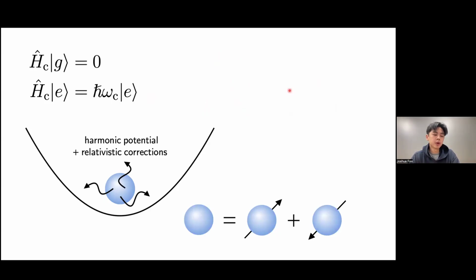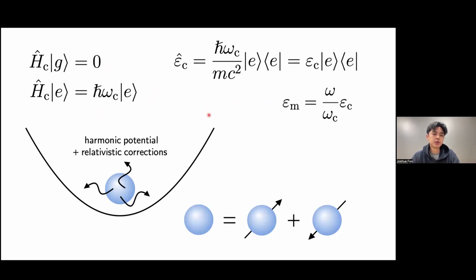So as mentioned, we modeled the clock as a two-level system with states g and e, at energy 0 and h bar omega_c, respectively. It's useful for us to introduce this dimensionless quantity epsilon_c, which basically compares the clock energy to the rest energy. And this clock frequency parameter is related to the trap frequency parameter epsilon_m. So m is motion, c is clock throughout this talk. It's related by this relationship.